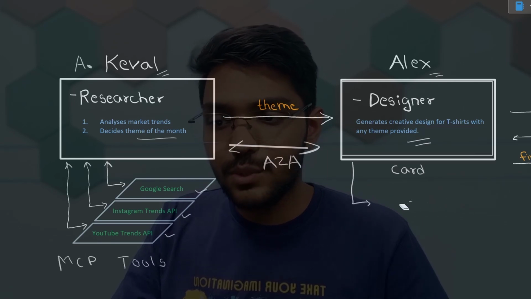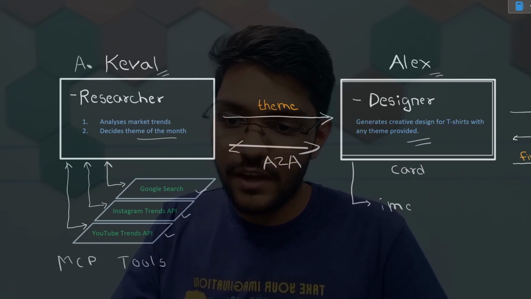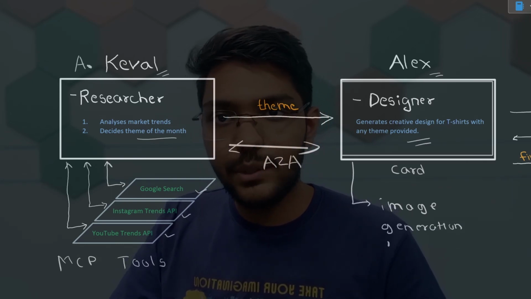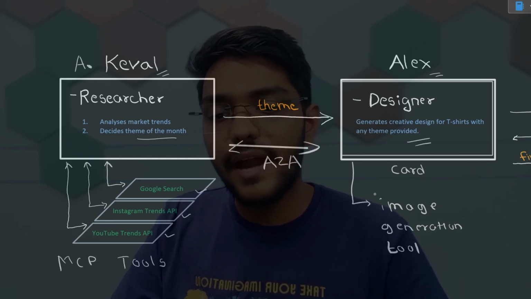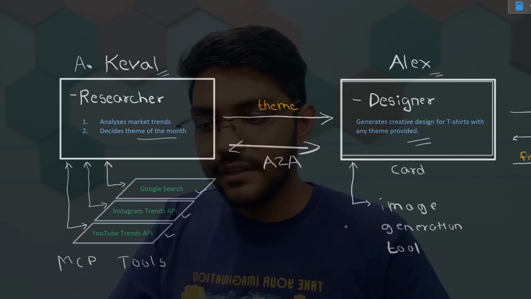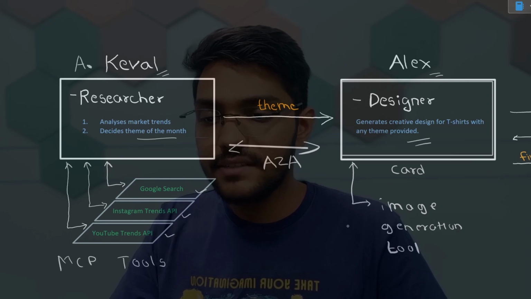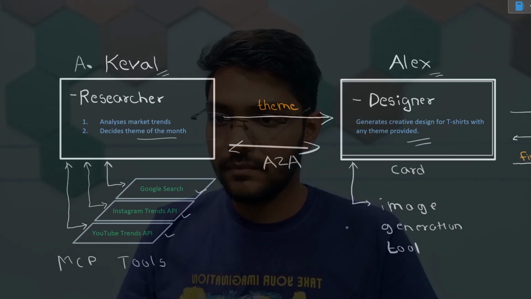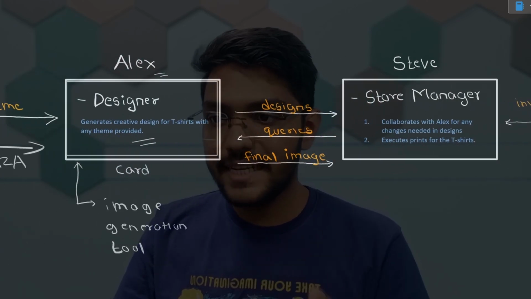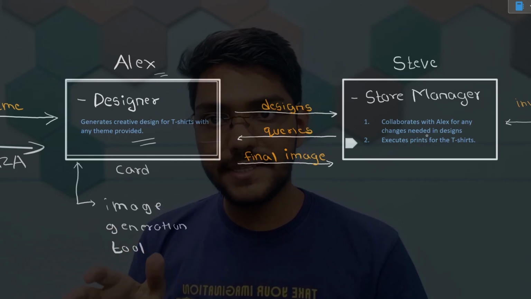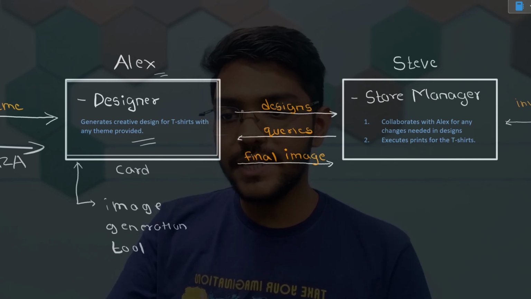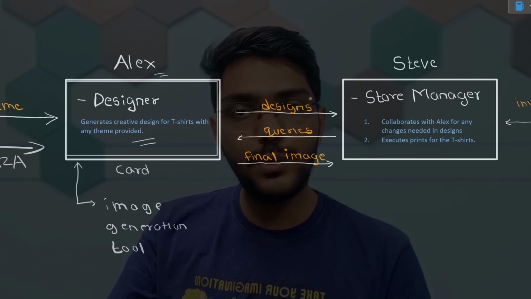We can replace these tools with something like DALL-E or Adobe Firefly or any other image generation tool. Many of you must have used ChatGPT to generate images. Similar to that, Alex will have access to an MCP tool for image generation. Using this tool invocation, agent Alex creates images in PNG format. Now that we have the designer agent, let's move to the next one, agent Steve. Steve took care of printing designs and maintaining the count of inventory. So what happens next is agent Alex will provide the generated image to agent Steve.